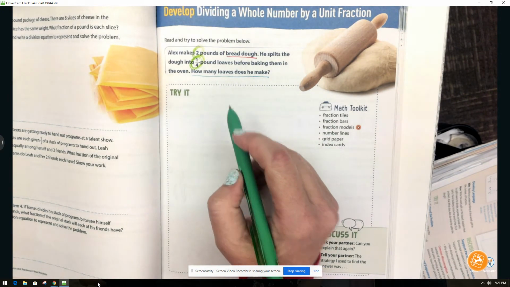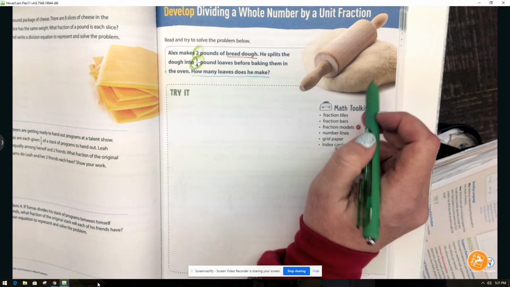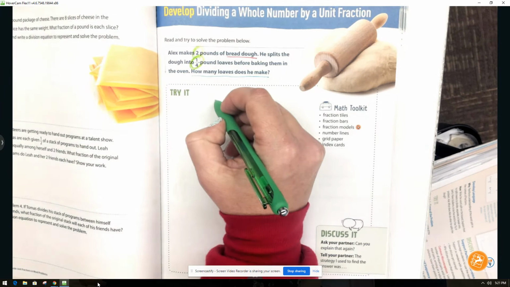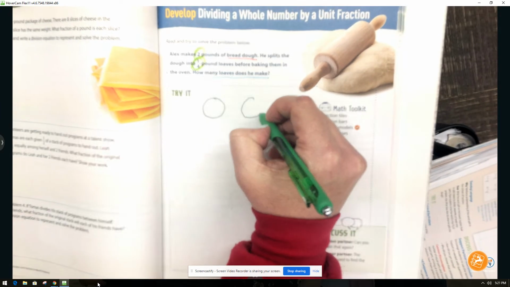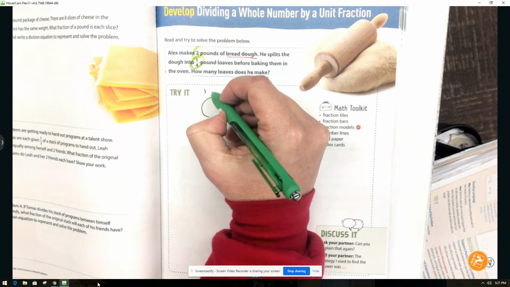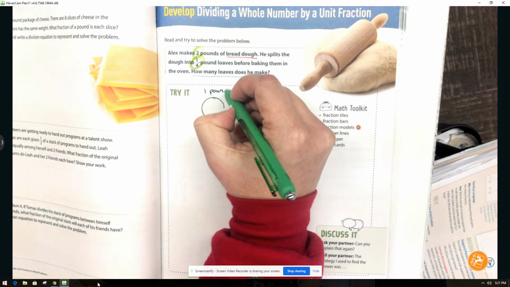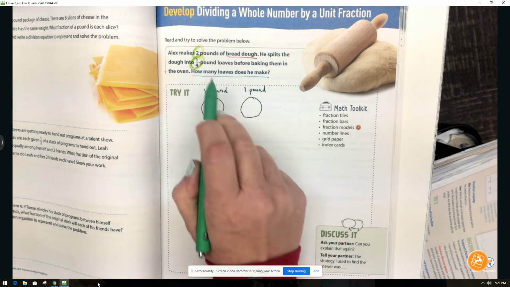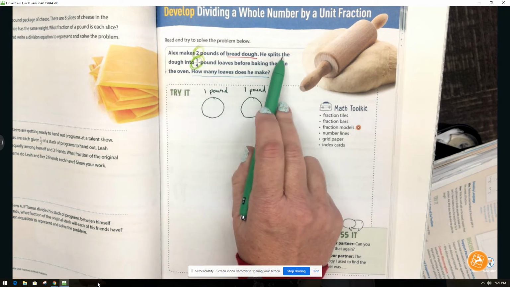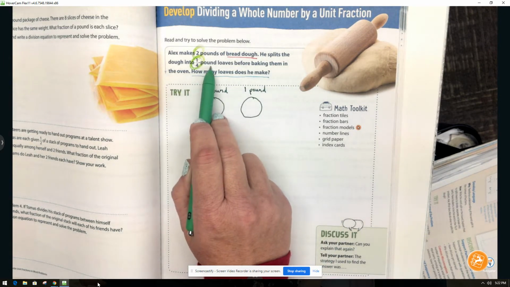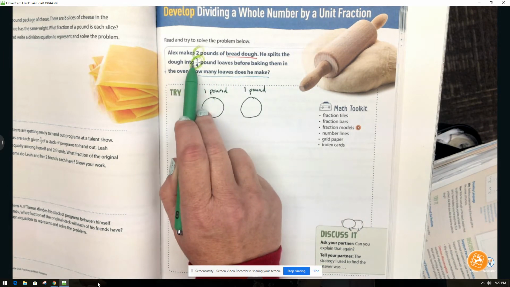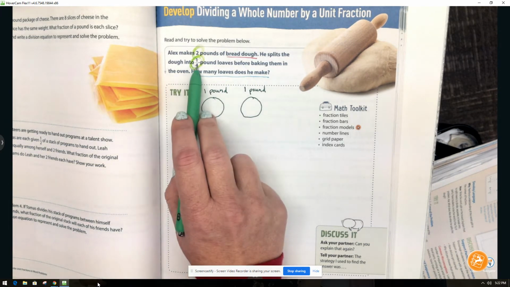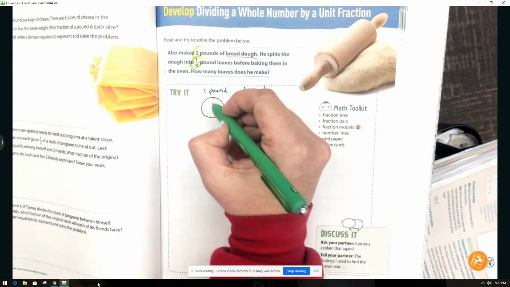So if we have 2 big balls of dough, like this is dough here underneath this rolling pin, this is 1 pound of dough, and this is another pound of dough. Together we have 2 pounds of dough. Then we're going to split the dough into 1/4 pound loaves. Remember, we look at that denominator to decide how many parts to break this whole into. So we're going to break this whole into 4 equal parts.